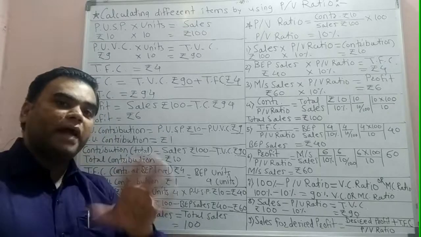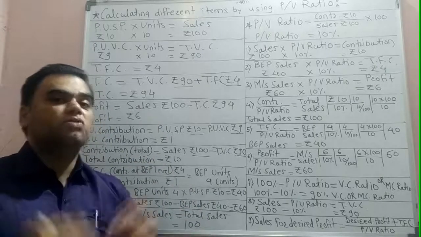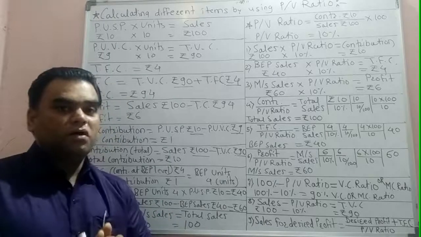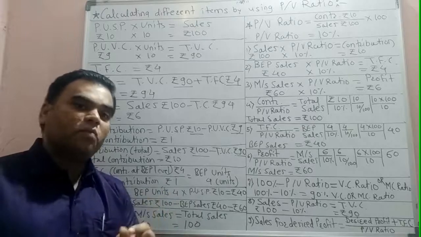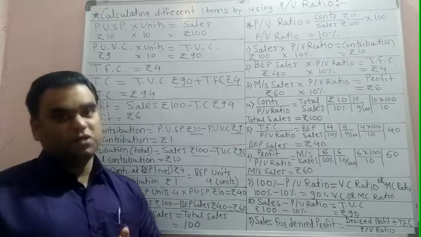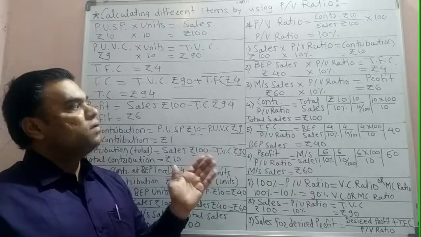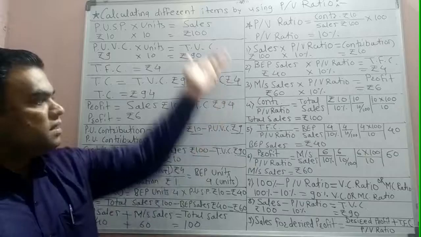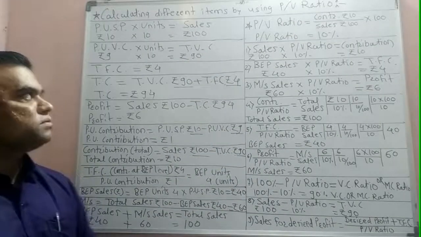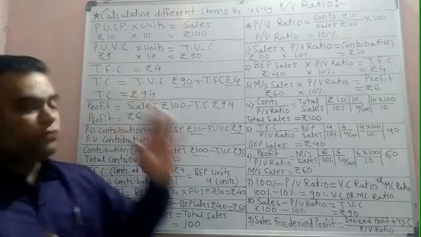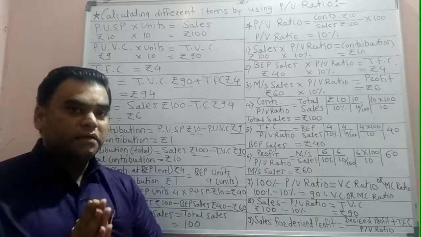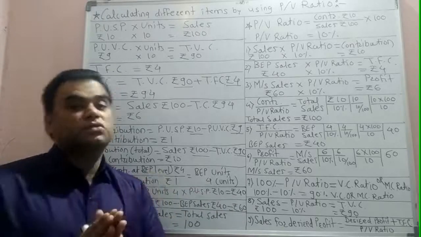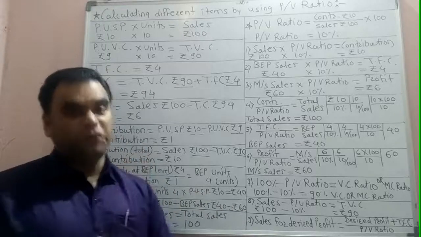In problems, some items are not given, some information is not given, and on the basis of this limited or insufficient information, we have to calculate the missing items. So that's why we must have knowledge of how to calculate this. We can calculate these items by using PV ratio. How? Now we are going to discuss. If we know the PV ratio, then how many items can we calculate? A total of 9 items we can calculate by using PV ratio.